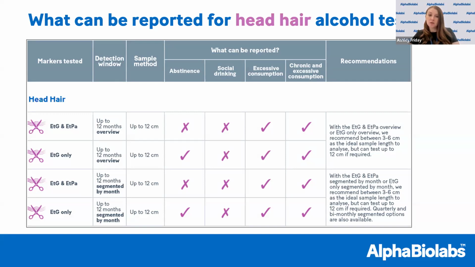For ETG only, again, as an overview or segmented, we can test for excessive consumption and chronic and excessive consumption, but we can also test for abstinence in the head hair sample. Again, we'd recommend looking back the 3 to 6 month time frame, but we can go up to 12 months if required. And we can segment that obviously monthly, bi-monthly or quarterly, depending on what your preference of that is.